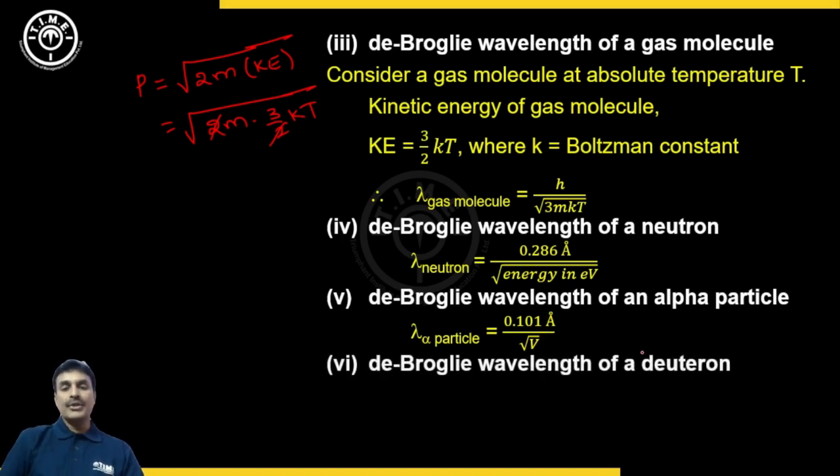Next one is deuteron. It's 2 times this alpha particle value. Lambda of deuteron is 0.202 by root V angstrom units. So these are all important relations. Please try to remember these de Broglie wavelengths of electron, proton, alpha particle, deuteron.